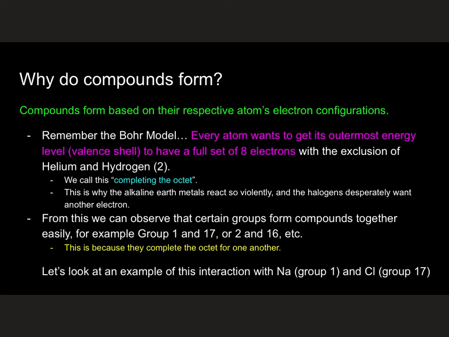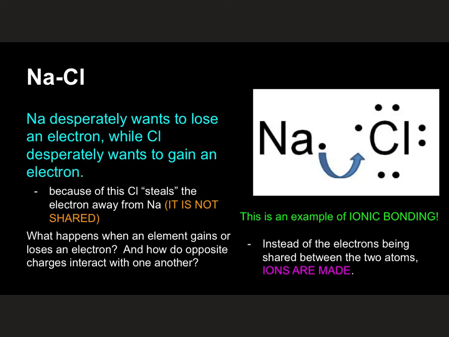So the octet rule means that no matter how many electrons they have in their outermost valence shell, they want to try to get a full one. So that means you'll have elements giving off or taking in an electron in order to get to that. So here's an example of one such case. So we have sodium that has 1 electron in its valence shell. And we have chlorine that has 7.